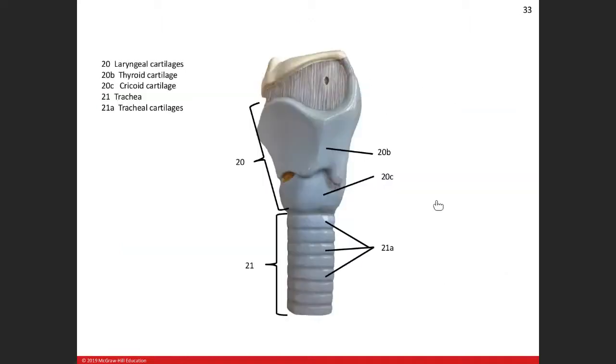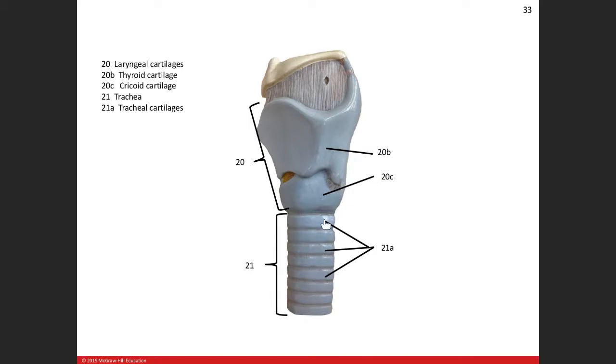So if you've got your atlas handy, you can see here this is kind of an anterior lateral view of the larynx. Again, it's not labeled on here, but this is the hyoid bone up here. Just inferior to that is going to be your thyroid cartilage. And then inferior to the thyroid cartilage is the cricoid cartilage. And then this tube-like structure here, that's the trachea.